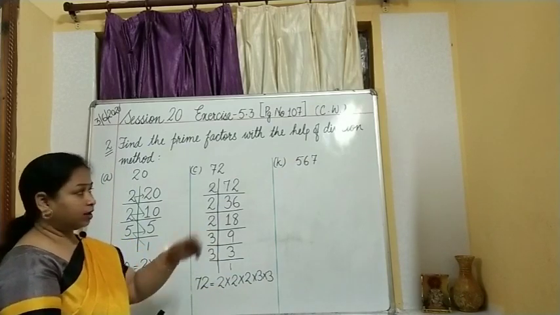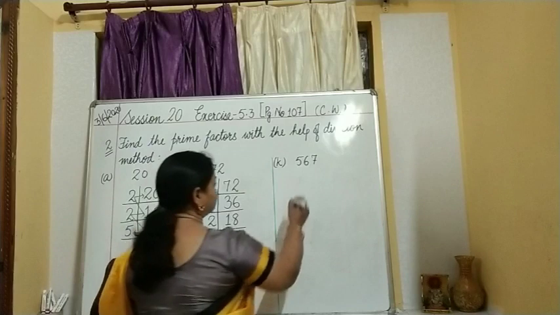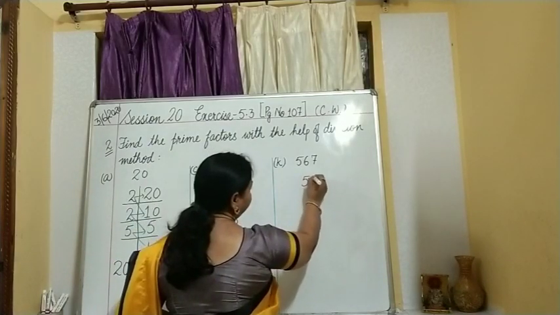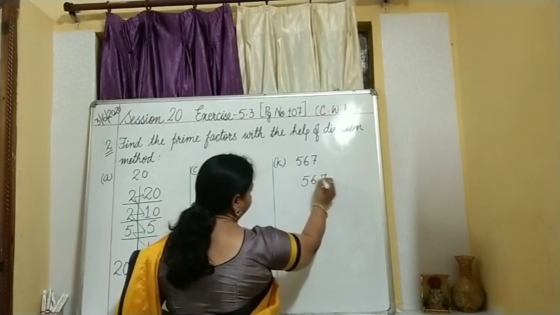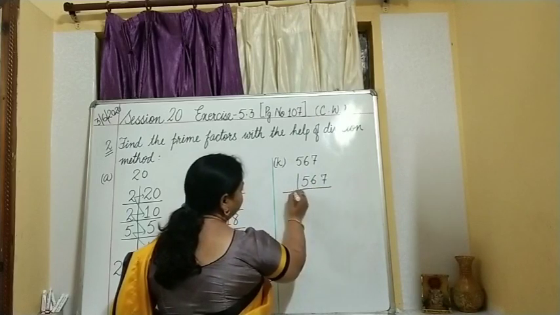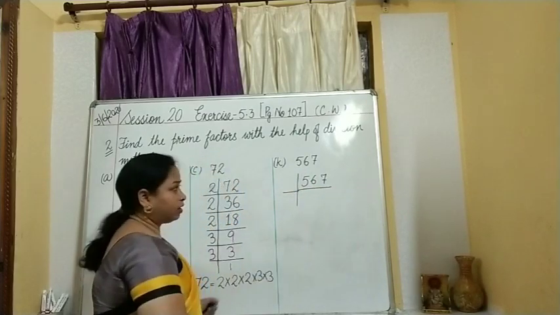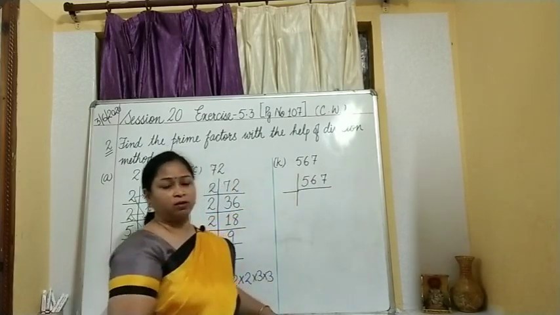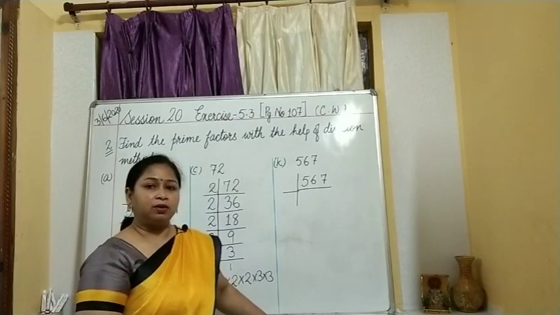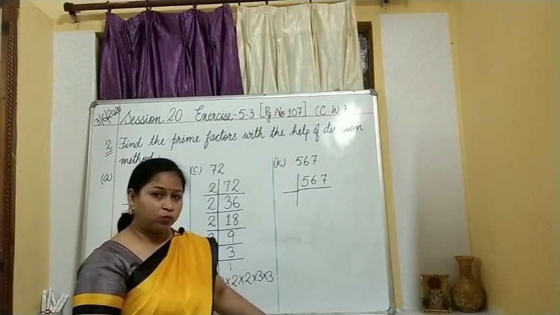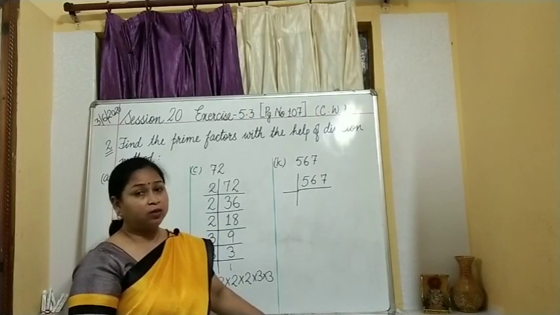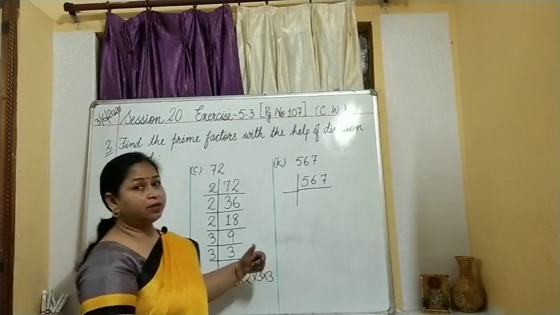Let us do the next question. 567. 5 6 7. Now the divisibility rule is going to help us. Can you see 7 present over here? So if 7 is there, is it divisible by 2? No, we cannot divide it. Then what can we do? We will take the next prime number.